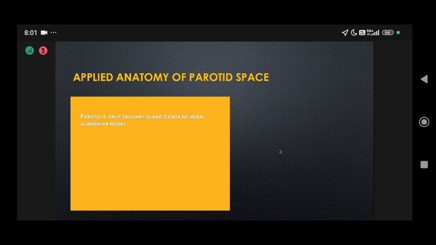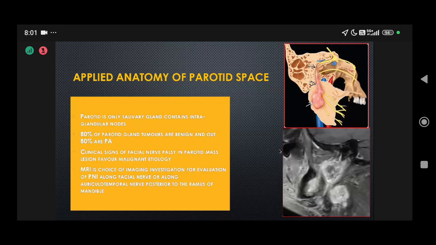The parotid gland is the only salivary gland which contains intraglandular nodes. 80% of parotid gland tumors are benign, and out of the 80% benign, 80% are pleomorphic adenoma. Clinical signs of facial nerve involvement: we know that whenever there is a clinical sign of facial palsy, it is in favor of a malignant lesion. Now, what imaging investigation is most important whenever you are dealing with a parotid gland tumor? It is MRI. So always do a post contrast MRI.